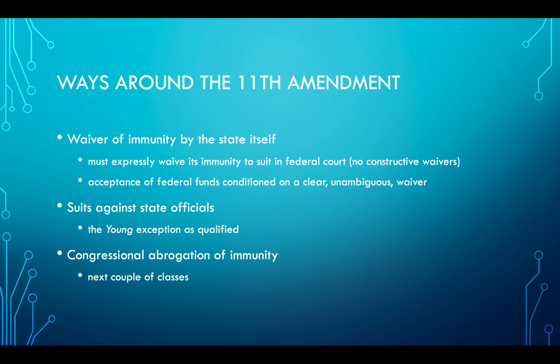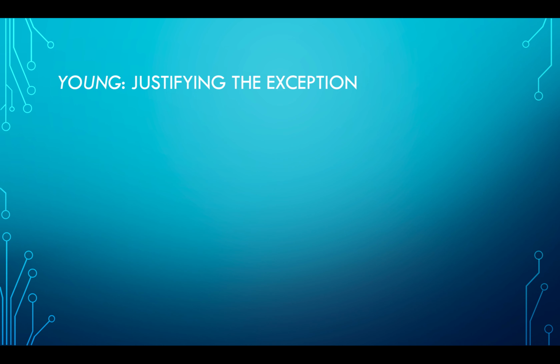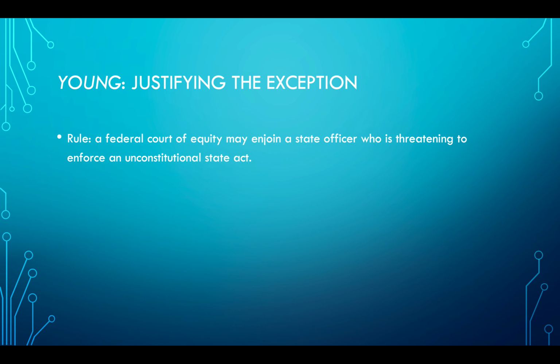All right, so let's look at that second exception. Again, general rule, states cannot be sued by individuals in federal court against their will. One way around it is to sue a state official, not the state by name. So here's the basic rule of Ex parte Young: a federal court of equity may enjoin a state officer who is threatening to enforce an unconstitutional state act.